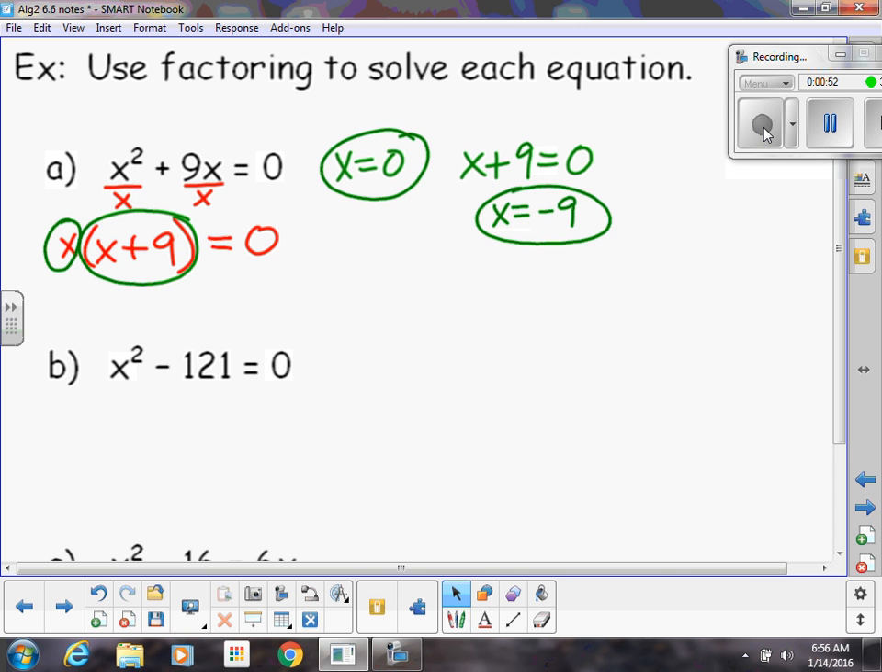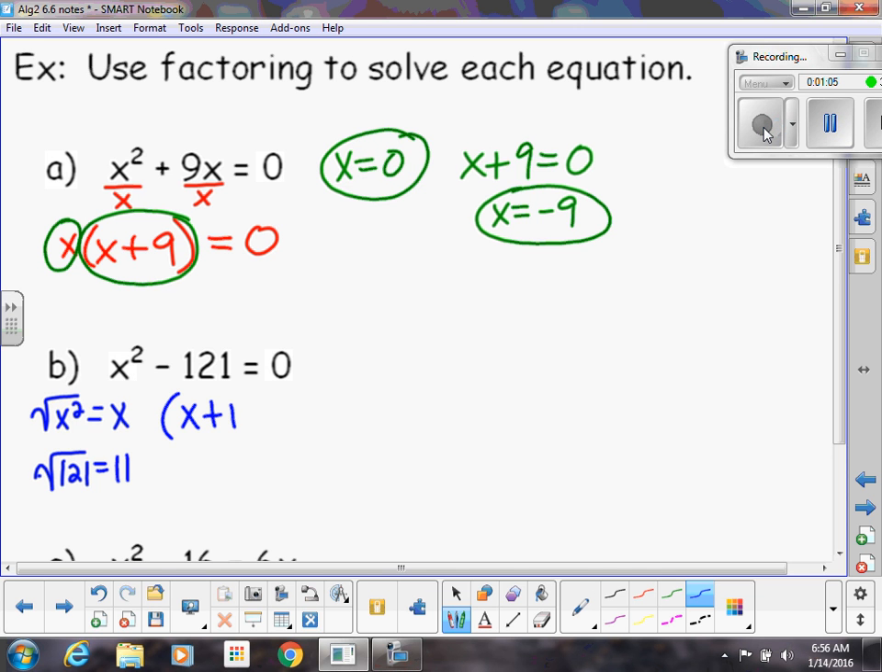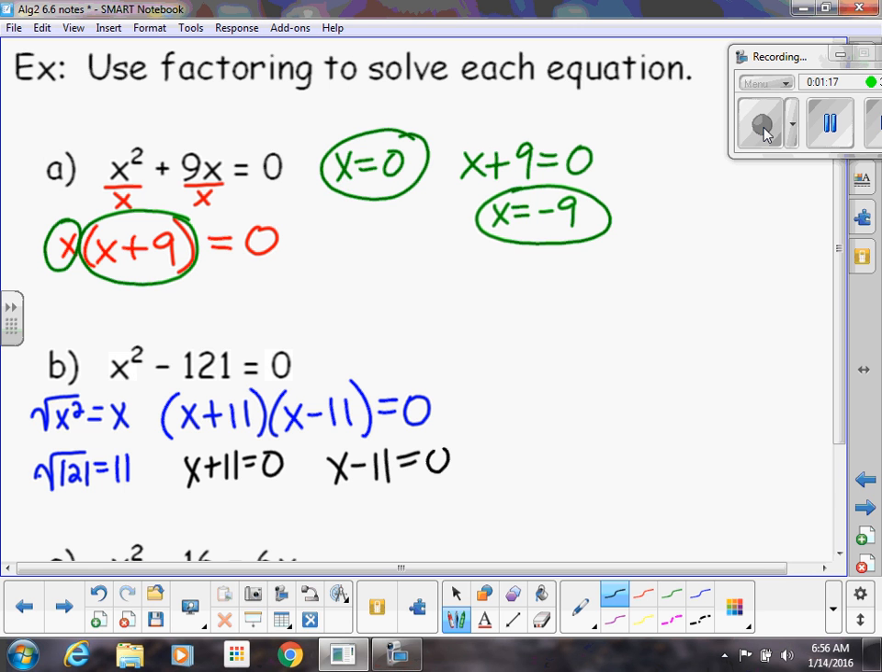All right, so for example, if we were doing the difference of two squares on this one, remember the difference of two squares is the square root of x squared, and then the square root of 121, and our parentheses would be x plus 11 and x minus 11. So what do we do with those parentheses? We set them equal to 0 and solve. So we have two answers, x equals negative 11 and x equals positive 11.